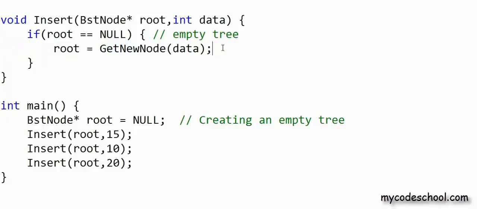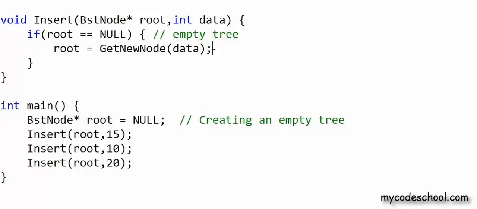something not alright here. This root is a local variable of the insert function, and its scope is only within this function. We want this root in main to be modified. This guy is a local variable of the main function. There are two ways of doing this.